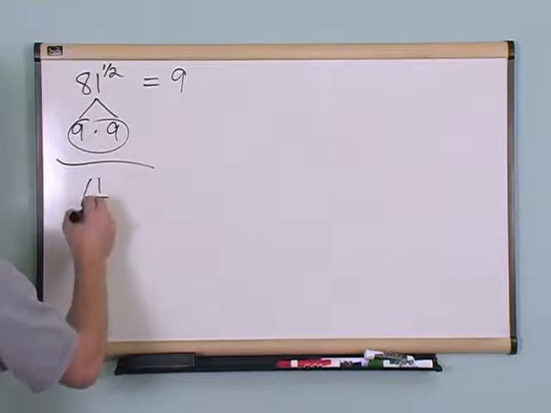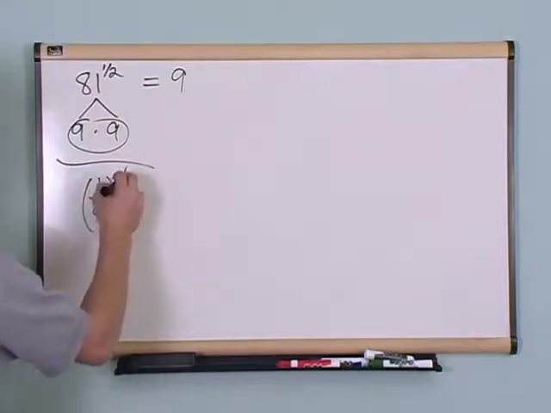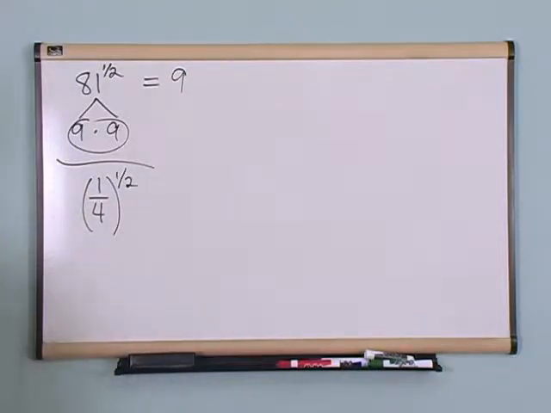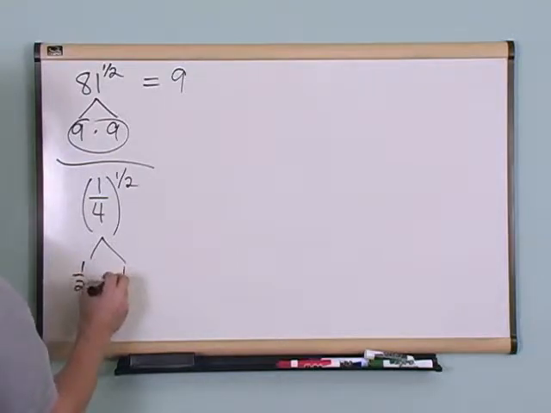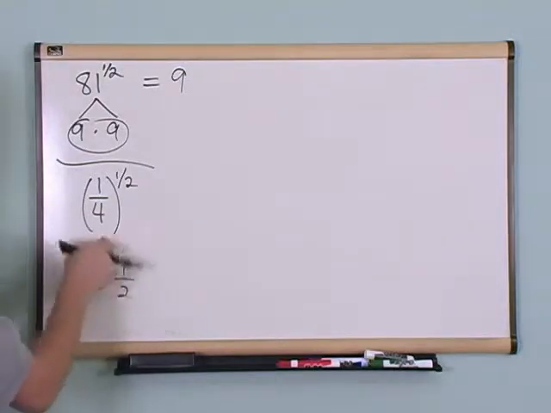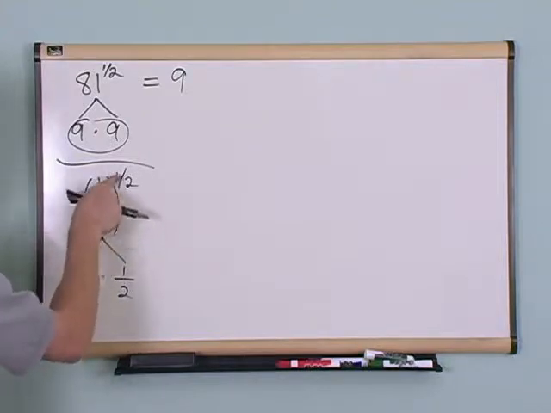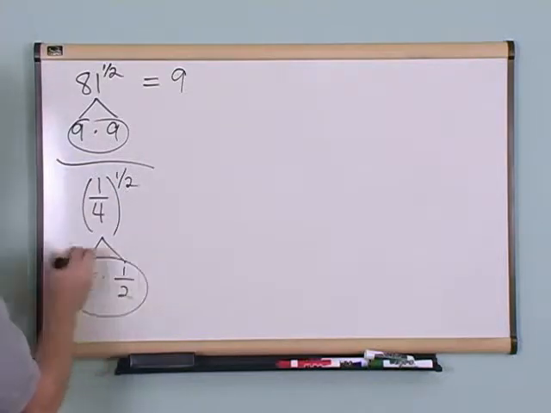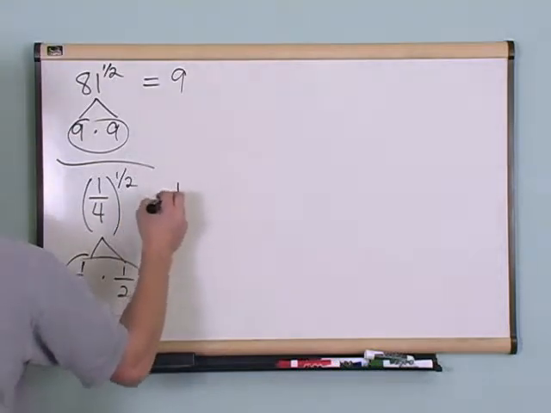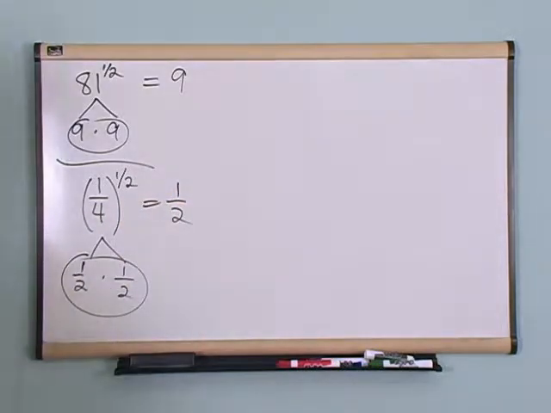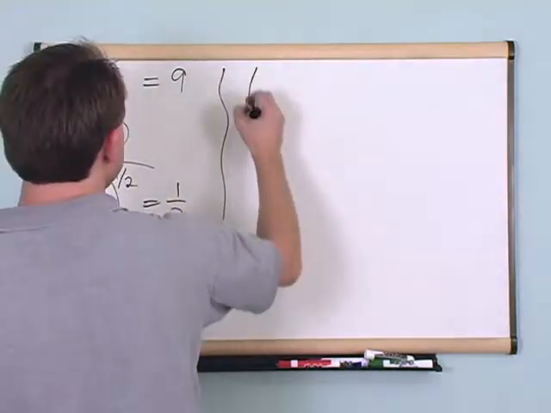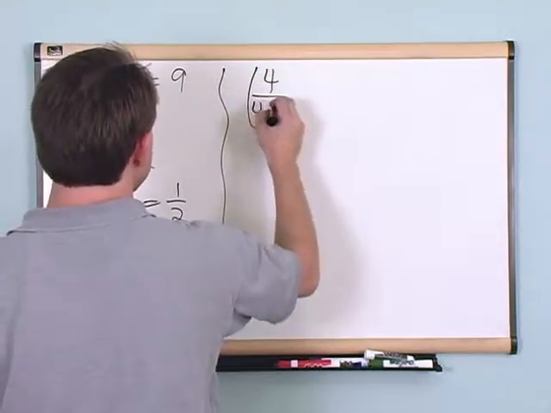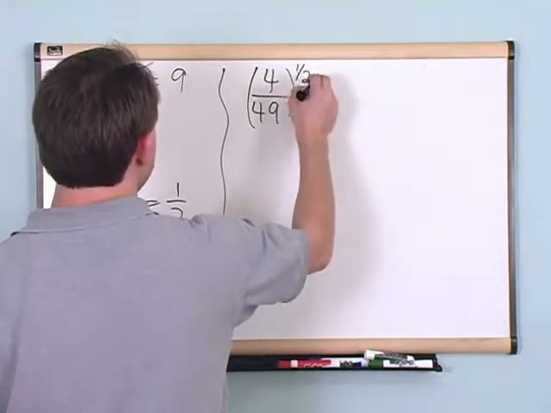If you have 1/4 raised to the 1/2 power, again, this is a square root. So 1/4 is 1/2 times 1/2. 1/2 times 1/2 gives me 1/4. It's a square root, even though I've written it this way. I'm looking for pairs, so I pull the 1/2 out. This just equals 1/2. Likewise, if I have 4/49, all to the 1/2 power.